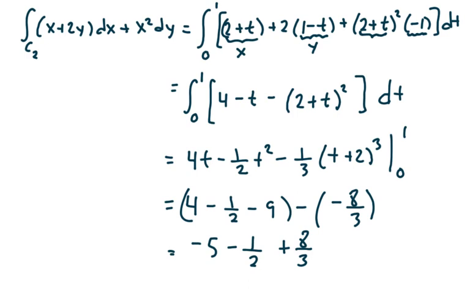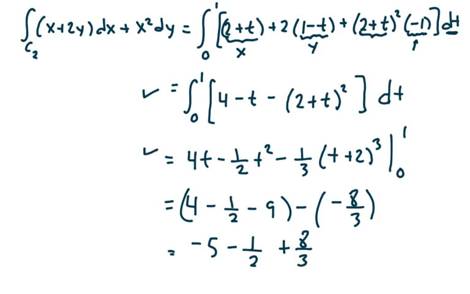So multiplying by 1 doesn't change anything. And don't forget, the dt got saved for the end. Now, on the next line, I'm integrating from 0 to 1 of 4 minus t minus, that's because of that negative, so it's minus 2 plus t to the second. It might be tempting to square out 2 plus t, but I claim that's not necessary. So I'm going to take the integral on the next line.